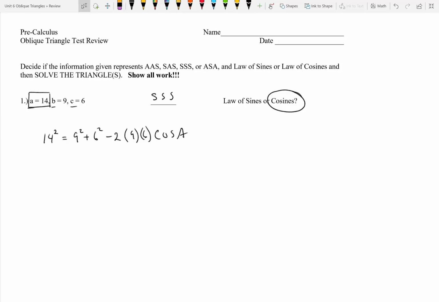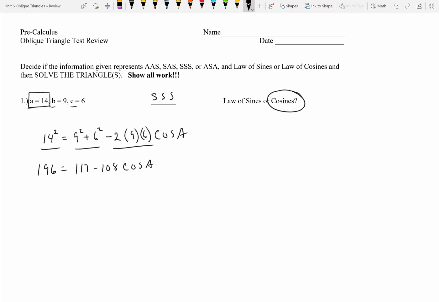We'll start by simplifying the number portions. We have 3 different sets of numbers that we're going to simplify. The first one, 14 squared, is 196. We'll set that equal to the sum of 9 squared plus 6 squared, which is 117. From that, we'll subtract this product, 2 times 9 times 6, which gives us 108 times cosine of A.